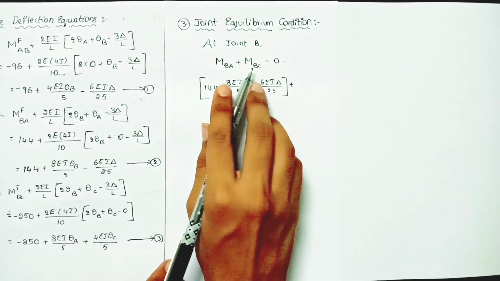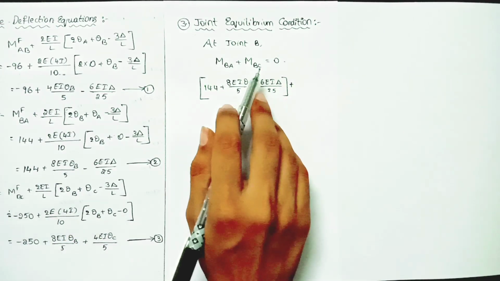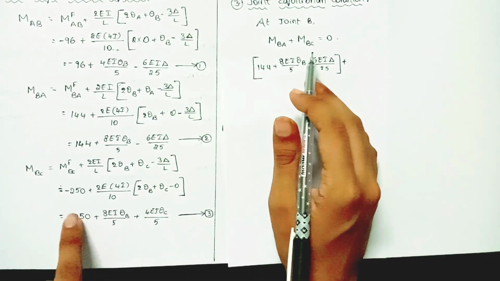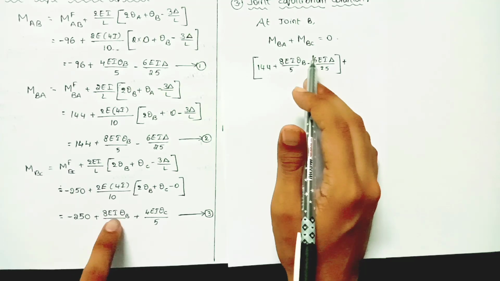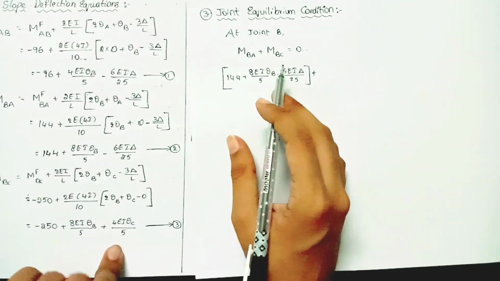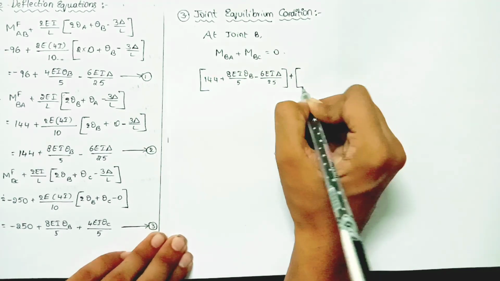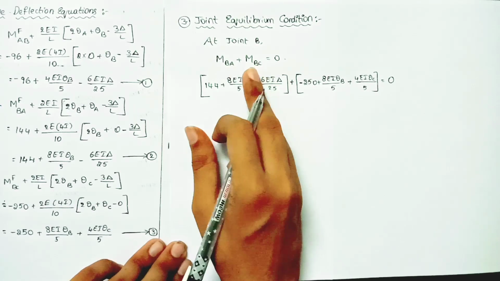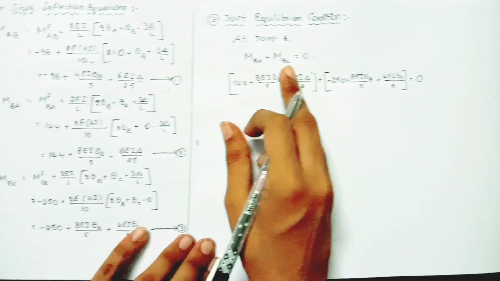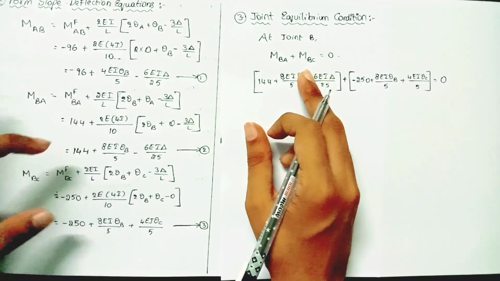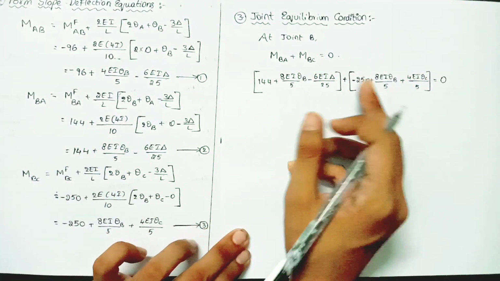Now I should place MBC. That is also obtained from the step 2 equations. It is the third equation: minus 250 plus 8 EI theta B by 5 plus 4 EI theta C by 5. So the same I am writing here. So I have placed the MBA value and MBC value from step 2. This is the MBA and this is MBC. These two equations I have placed here.